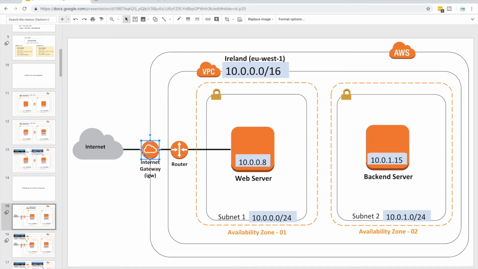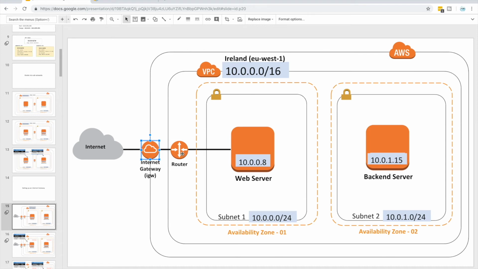The internet gateway is a managed service which is highly scalable. It is managed by AWS, so you don't find any single point of failure at this point. And you can associate an internet gateway with a subnet. So how do we do that association?